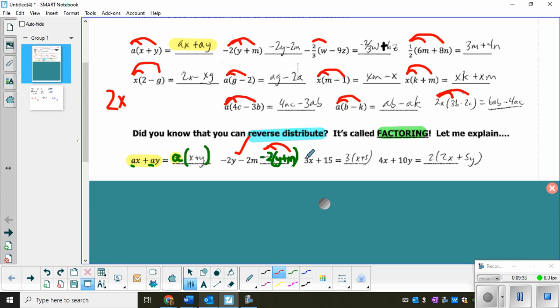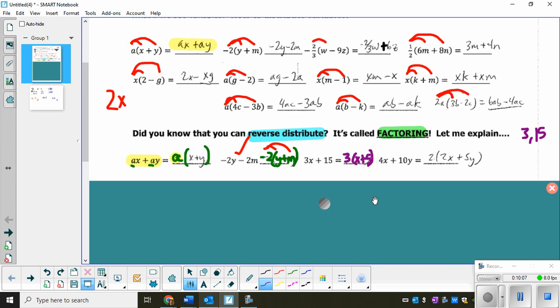All right, so for the 3x and the 15, now here's where it gets a little bit tougher because these both don't have x's and it's not the same number like we had here. But I think you guys would agree that the greatest common factor of the numbers 3 and 15 is a 3. So the biggest thing that can go into both of these is a 3. And if we were to distribute a 3 to an x, we'd get 3x. And then we would need to distribute 3 to a 5 to get the plus 15. So that's where I'm getting 3 times x plus 5.